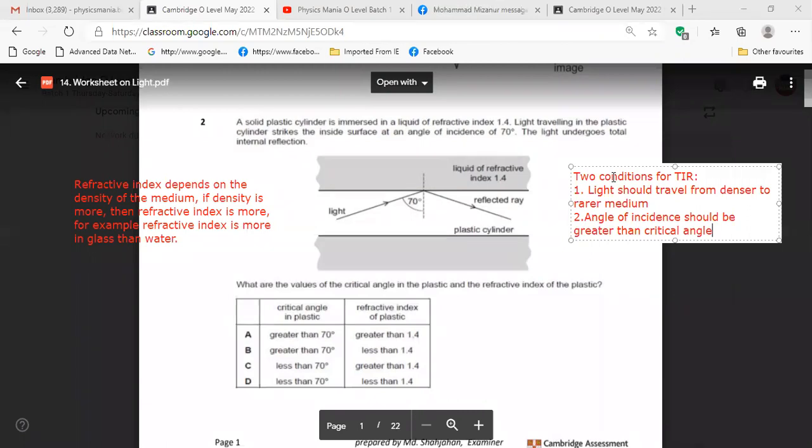Sir, can you repeat? Check from A, B, C, D, which one will you pick. From this discussion, you understood all the information. Then using this information, you can find the answer, right? Which one should be your answer? Critical angle in plastic, should it be greater than 70 degree or less than 70 degree?